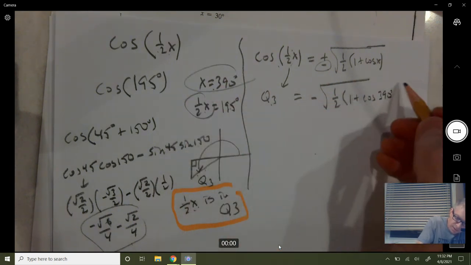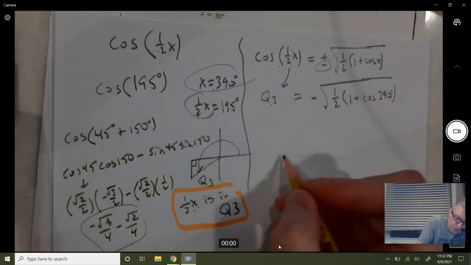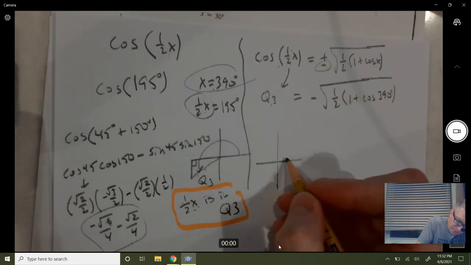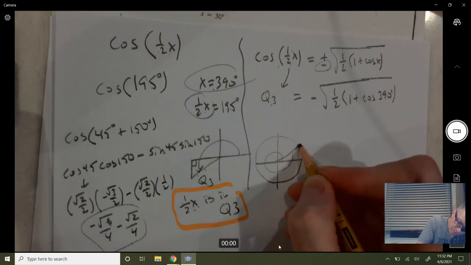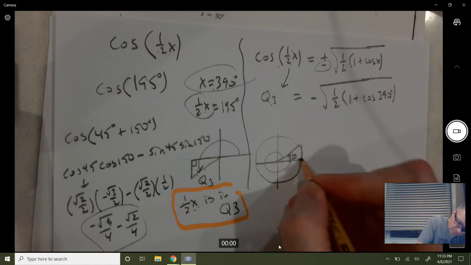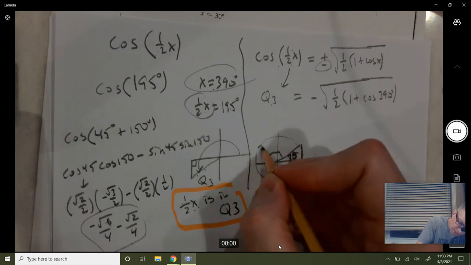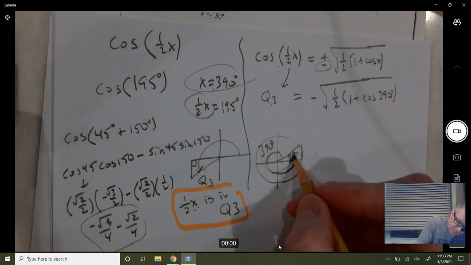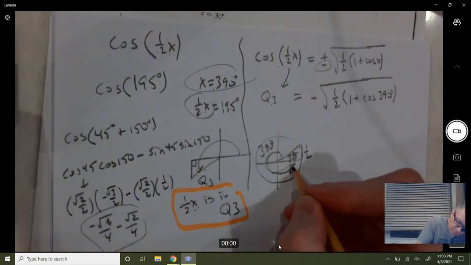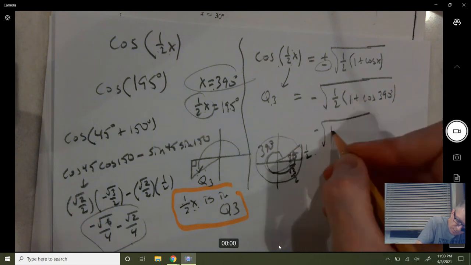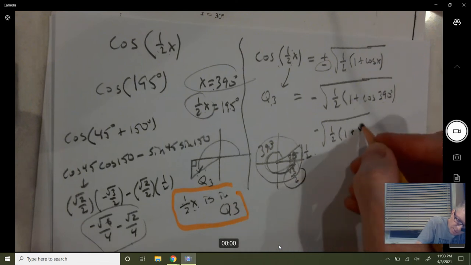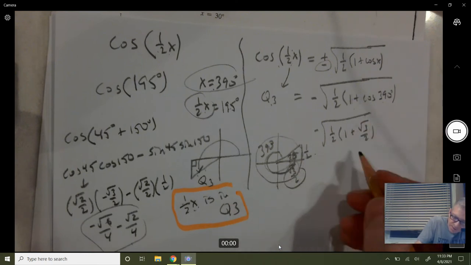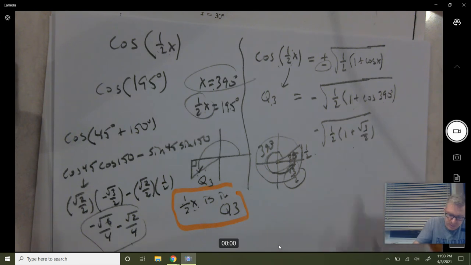X is 390. Okay, let's draw 390. 390 goes all the way around the circle. That's 360 plus 30 more. The reference angle is 30. So this angle would be 390. We end up with an angle of 30, the 1/2, and then rad 3 over 2. So that's going to be negative square root of 1/2 times 1 plus the cosine of 390, which is rad 3 over 2. Now we're not going to worry about simplifying. What we're going to do is make sure that these two give you the same thing.